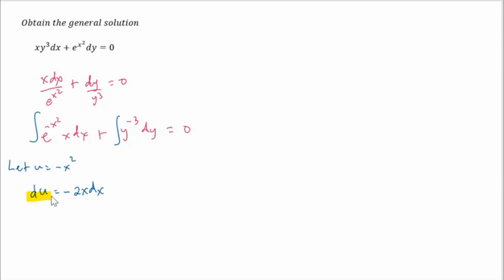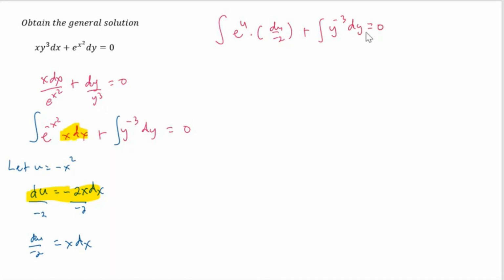Now, comparing the value of du to our given, we can see that there is a common factor between the two, which is x dx. So we need to solve for x dx. We need to divide by negative 2. So therefore, du over negative 2 is equal to x dx. So rewriting now our given, we can write here the integral of e raised to u, because the meaning of negative x squared is u, and the meaning of x dx is du over negative 2. And I will just copy the second term, the integral of y to the power of negative 3 dy is equal to 0.